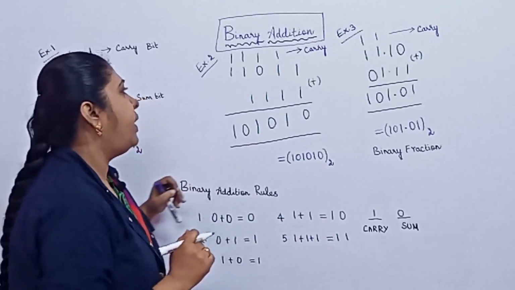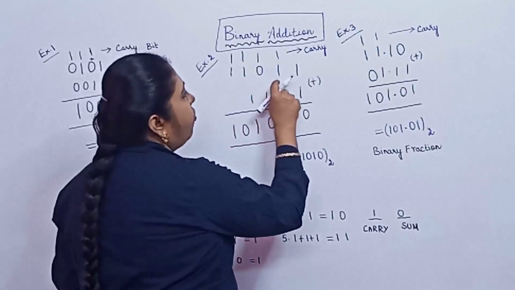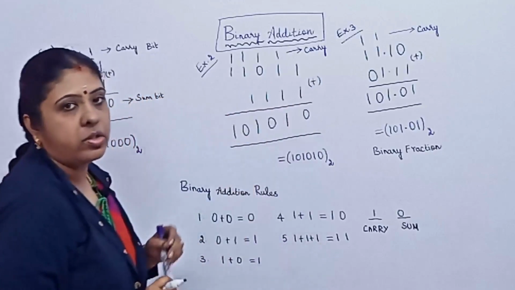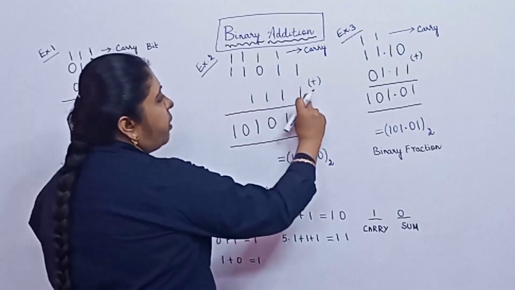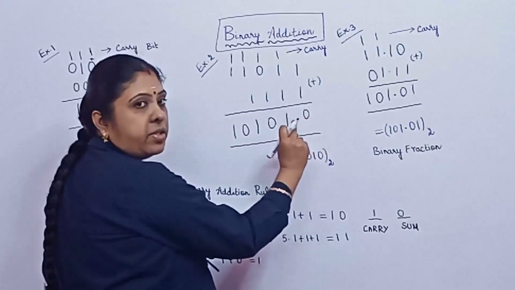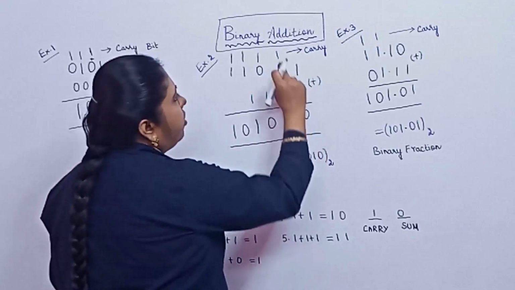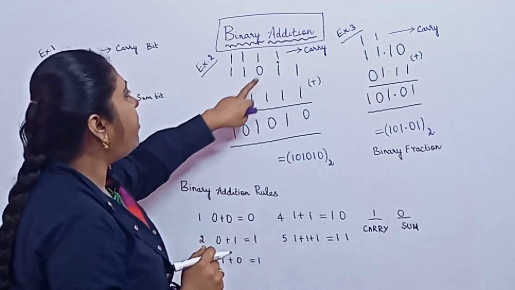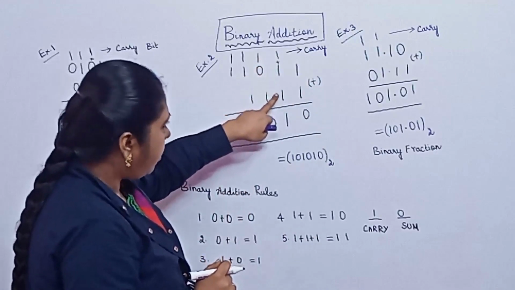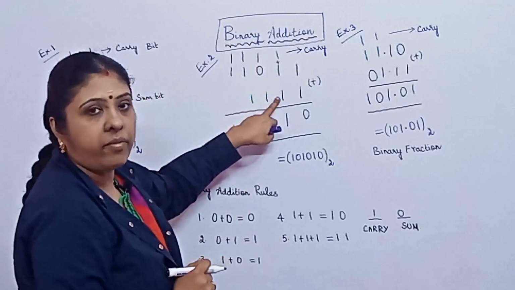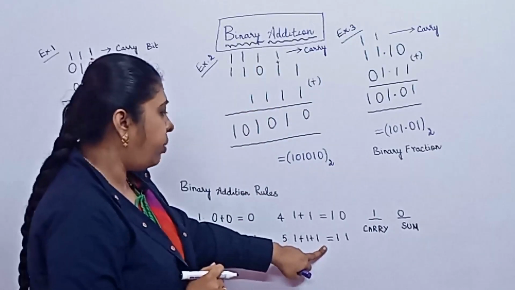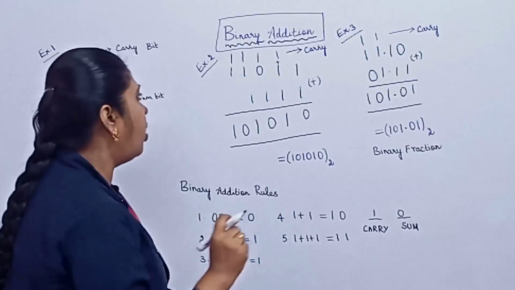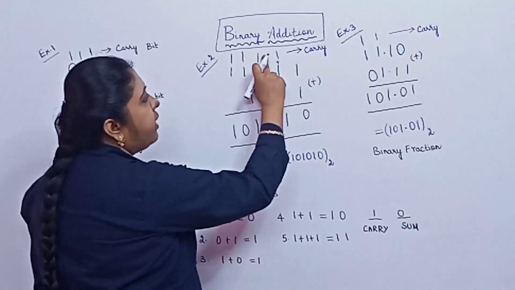Consider the next integer example: 1 1 0 1 1 added to 1 1 1 1 1. So 1 plus 1 is 2, which is 1 0. So 0 and carry 1. Now this carry has to be added with 1 plus 1. So we have 3 ones. When we have 3 ones, the fifth rule is applied, which gives 1 1. 3 is represented in binary as 1 1. So 1 is written here and the carry is written here.